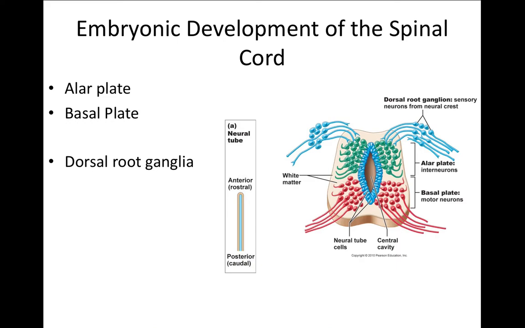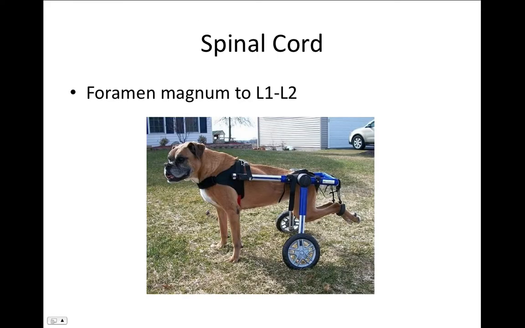So the alar plate interneurons maintain their entire cell body within the central nervous system, whereas the basal plate will start in the central nervous system and actually contribute to the anterior axons.